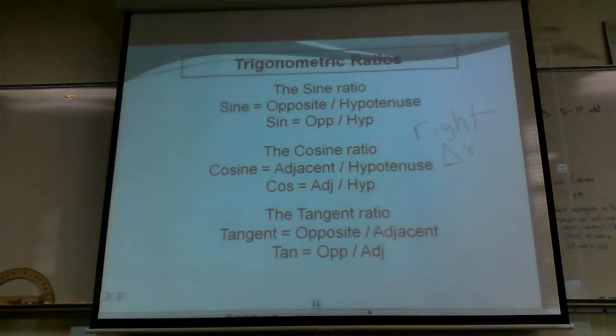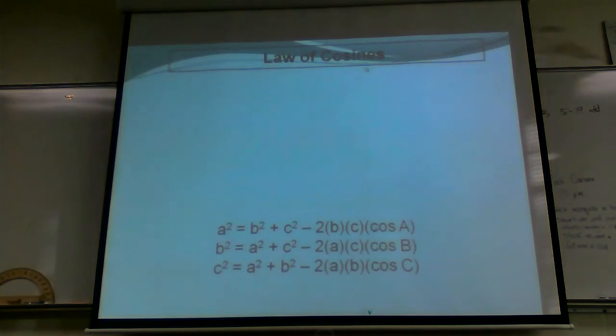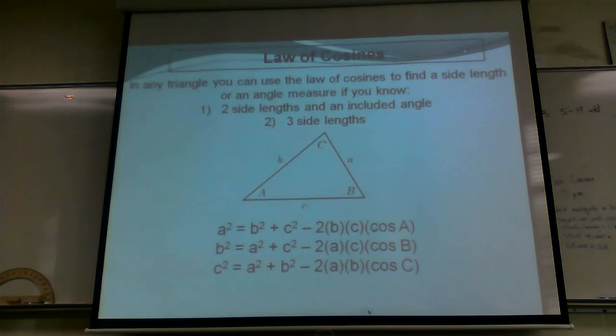Everything after this does not have to be a right triangle. This is going to be for any other triangle that exists. Okay, so first thing we're talking about is the law of cosines.